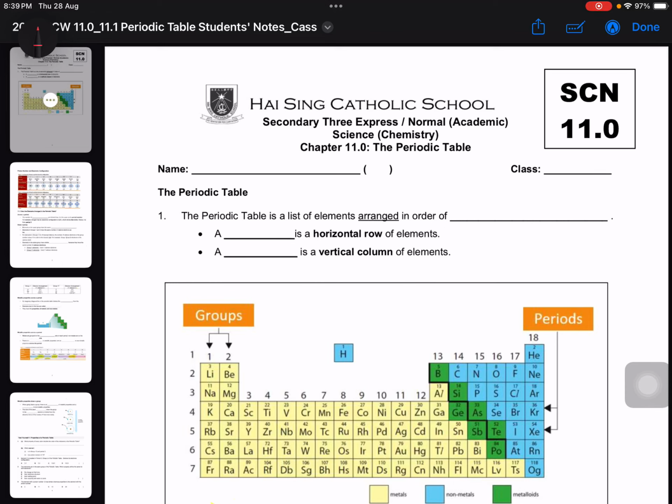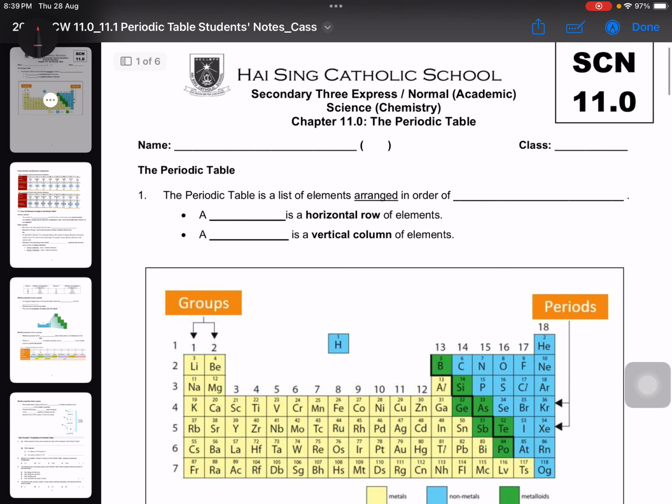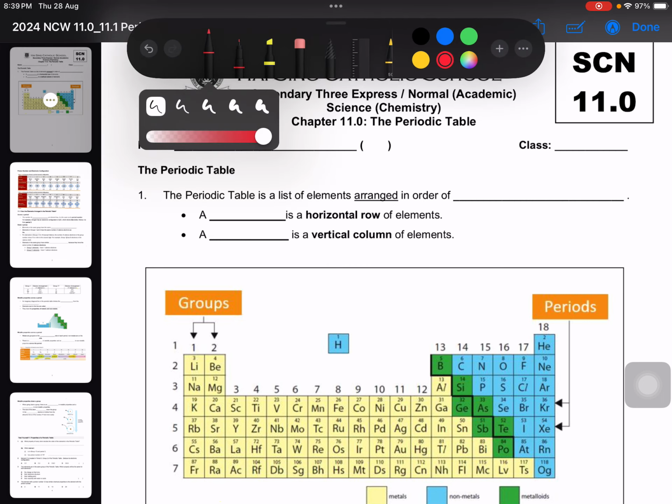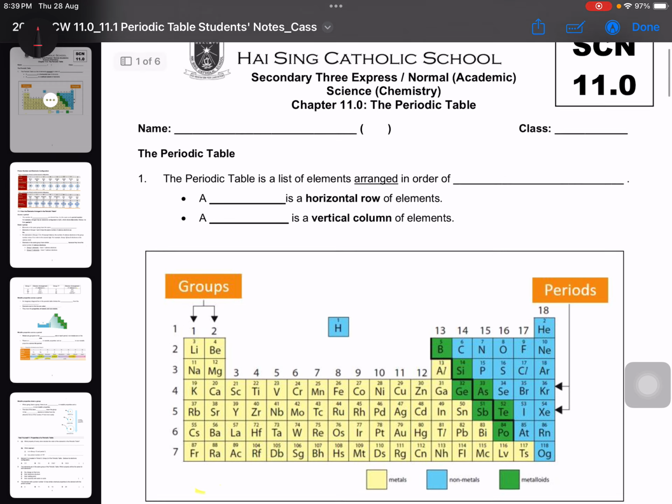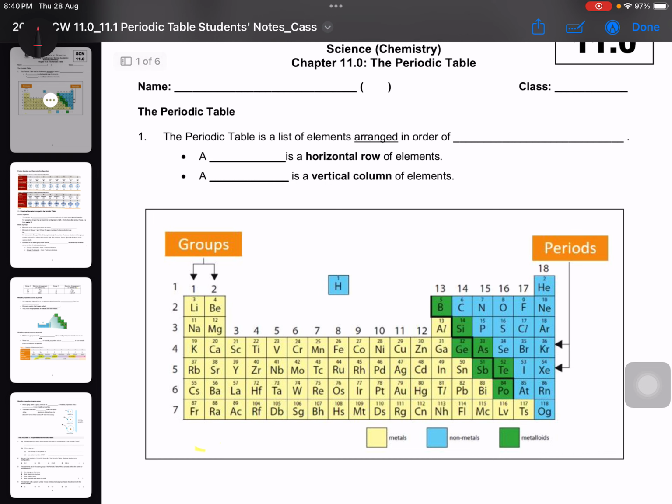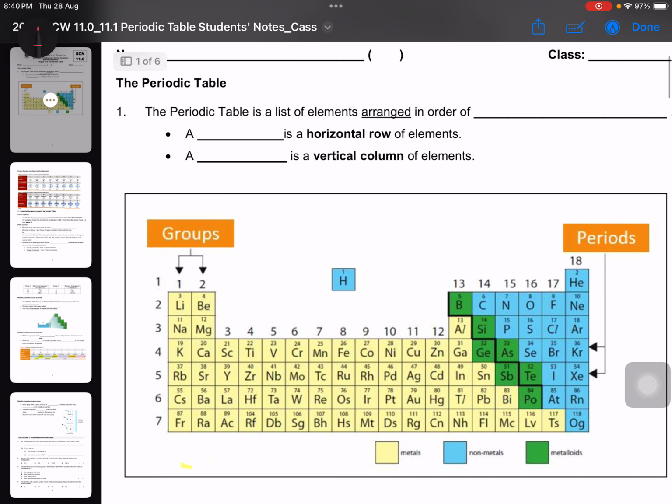Right. So this lesson is on chapter 11.0, the periodic table. Now, this is the last part of our syllabus for this year. So let's start. Now, what do we know about the periodic table? Here, it shows us a simplified form of the periodic table.